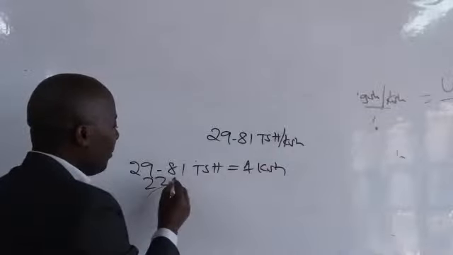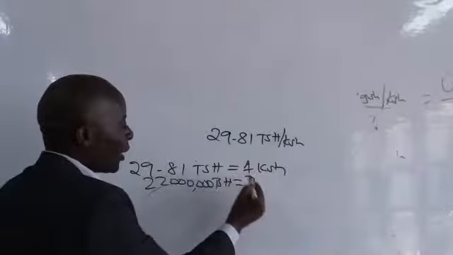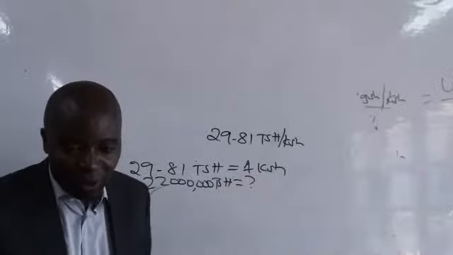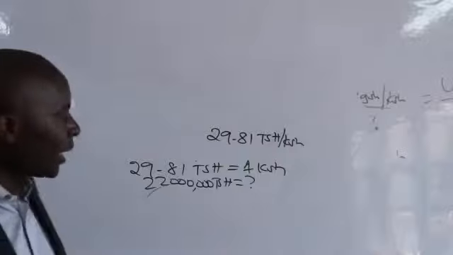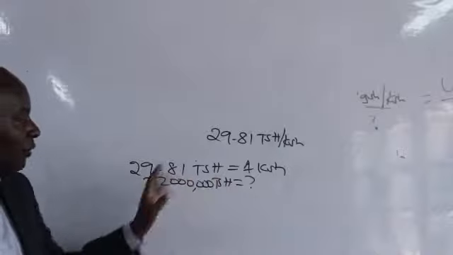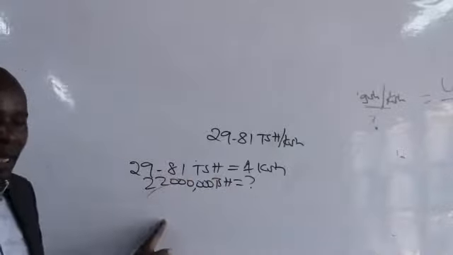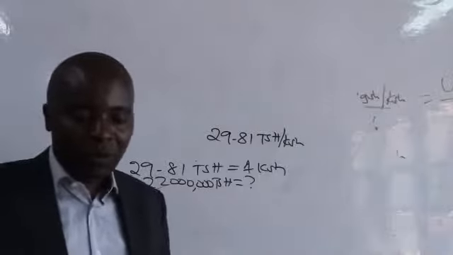How about how many millions? 22 million Tanzania shillings. We make a question mark like this. Right? So 22 million times 1 divided by 29.81, and that is the end of that particular question.